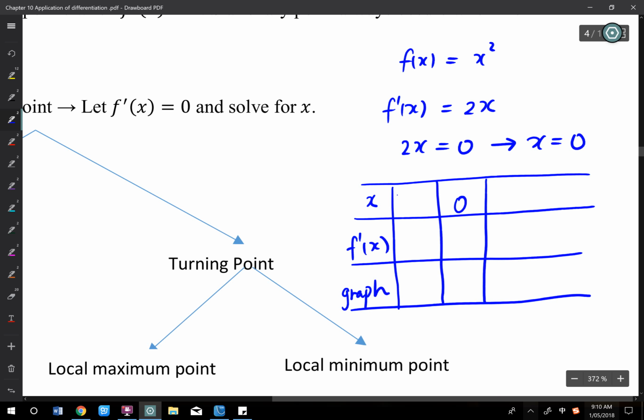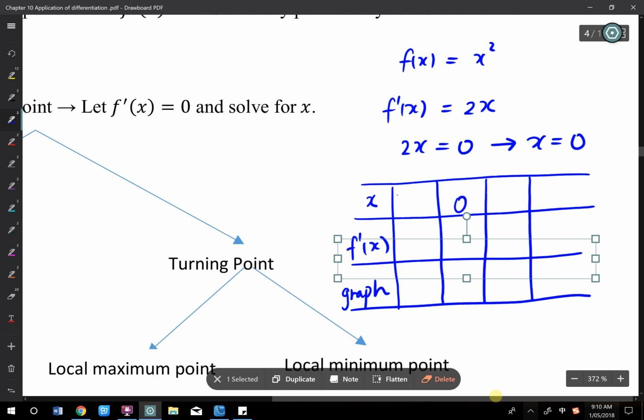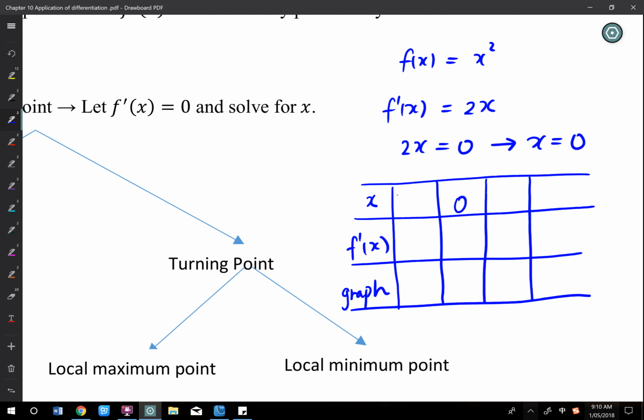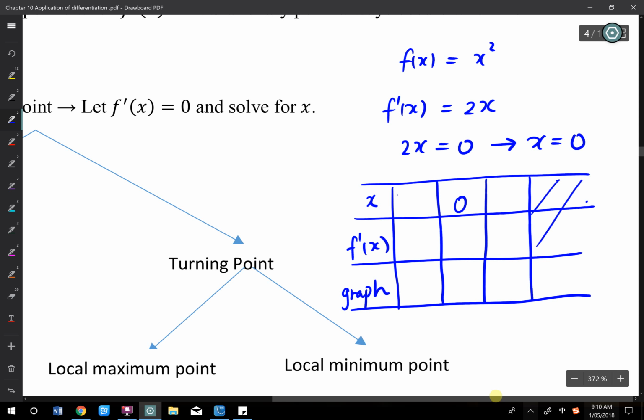In this case, we only have 0, so we just have a 0. And we leave another empty column for the right-hand side value. And if you have more, you keep going on the right-hand side. For example, you have 1 as well, so you have a 1 there. Leave another empty, and you have the next one, maybe for example 2. But we just need 3 columns in this case.